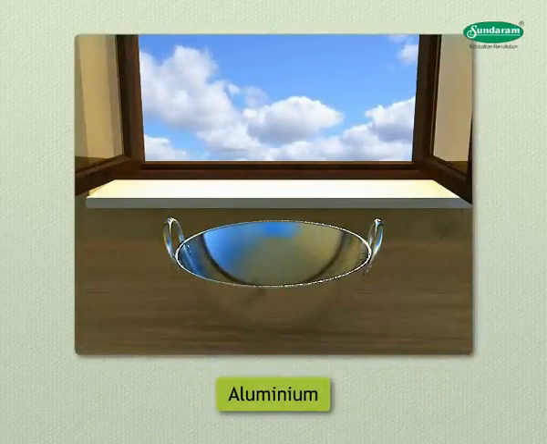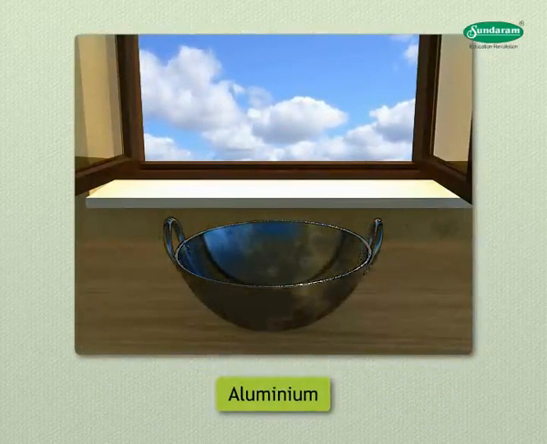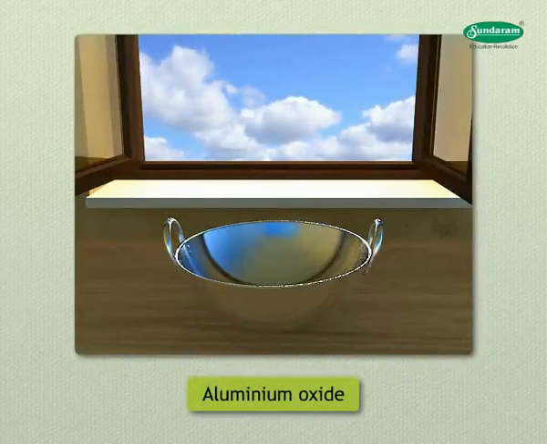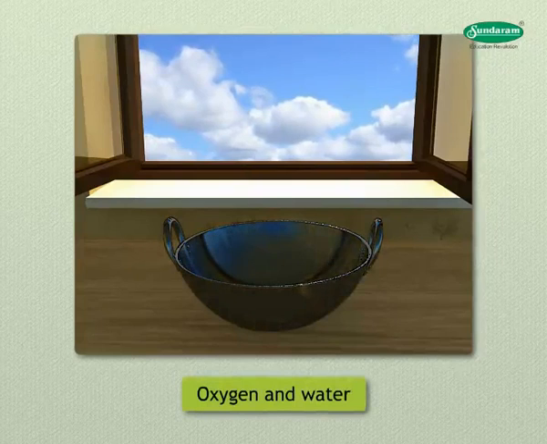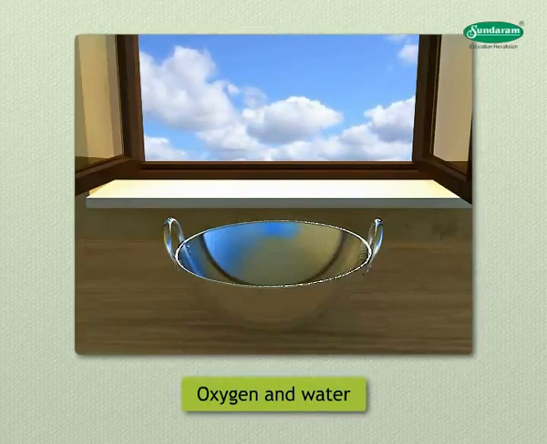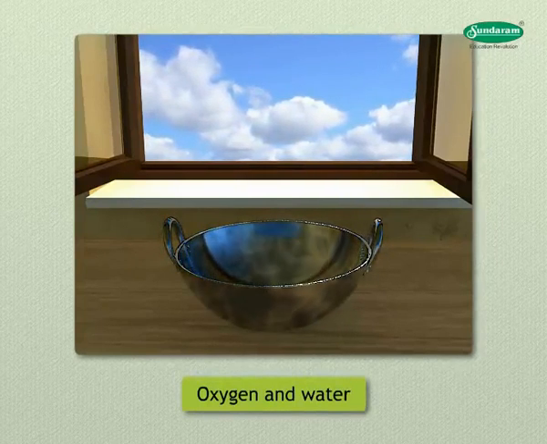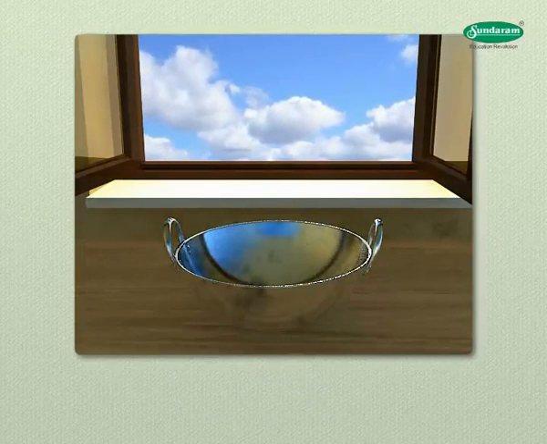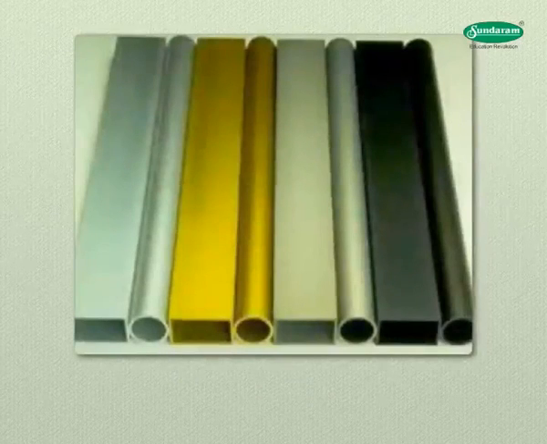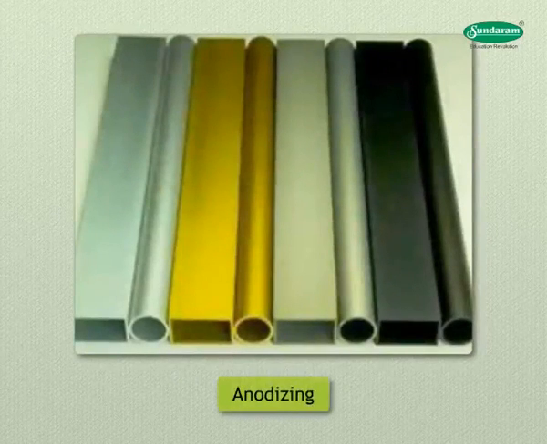Aluminium undergoes an oxidation reaction, forming a thin layer of aluminium oxide, forming a barrier to oxygen and water, preventing further oxidation, and becomes resistant to further corrosion. This resistance can be improved by making the oxide layer thicker, as done in anodizing.